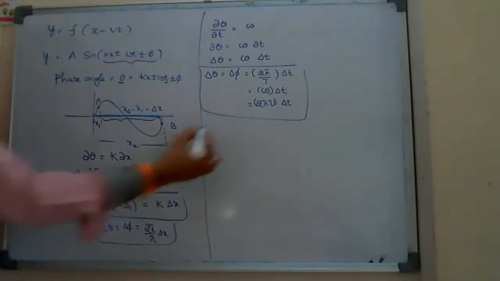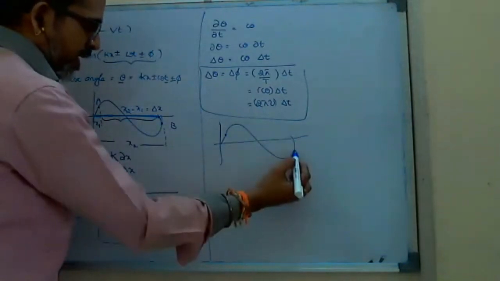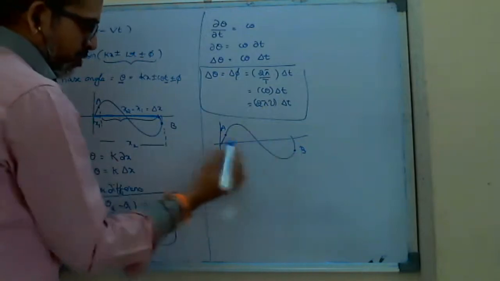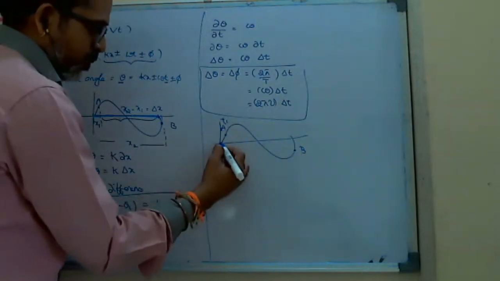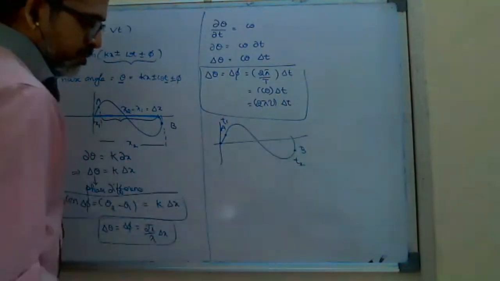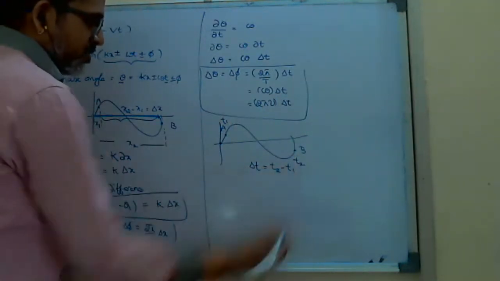In the same way, suppose they give these two points A and B. They will come in the wave after a time of some t1 here from the origin, and after a time of t2 the second point will come. Indirectly, delta t is equal to t2 minus t1.